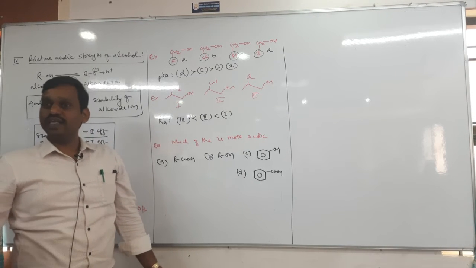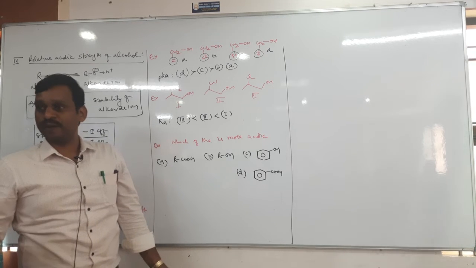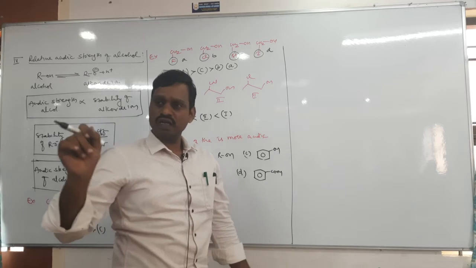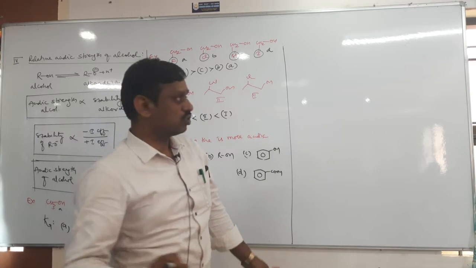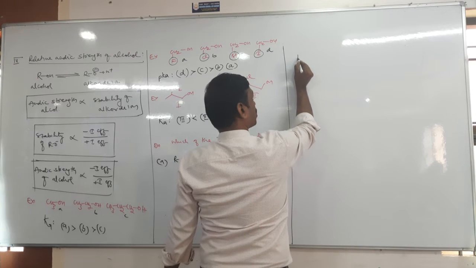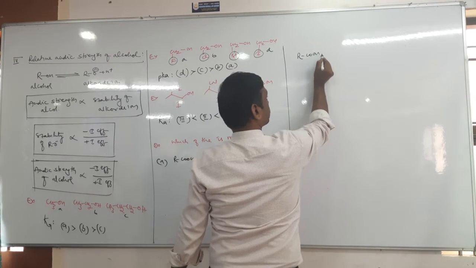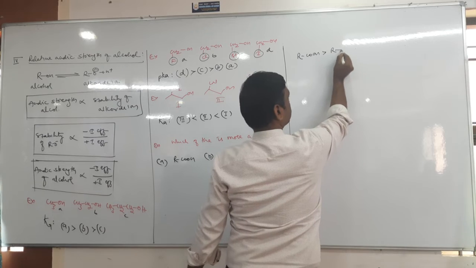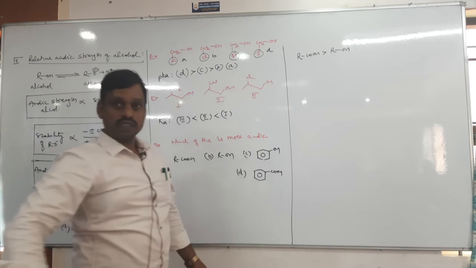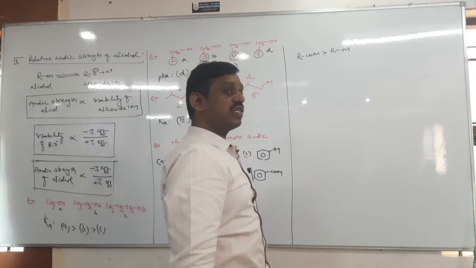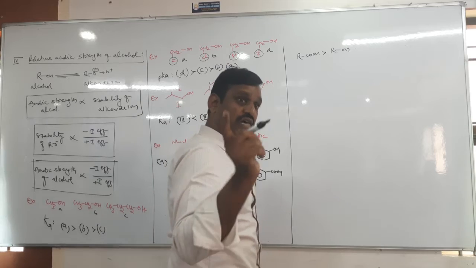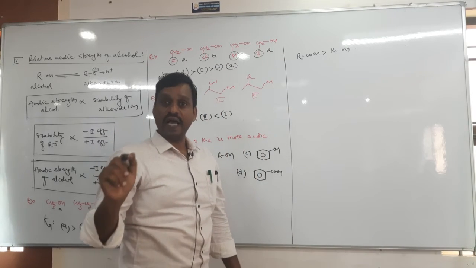Alcohol has, of course, acidic nature. But when compared with carboxylic acid, alcohols are less acidic, right? So the order of acidic strength is that carboxylic acids are more acidic than alcohol. Then why? The reason must be known. What is the reason that carboxylic acids are more acidic? It is again based on the stability of the anion.